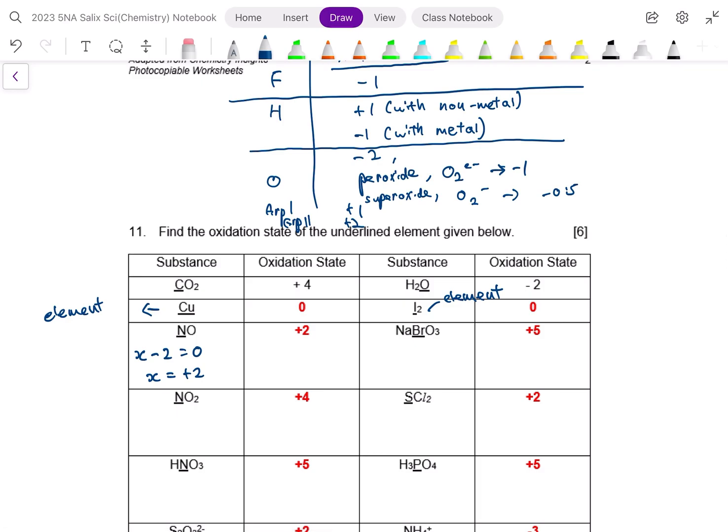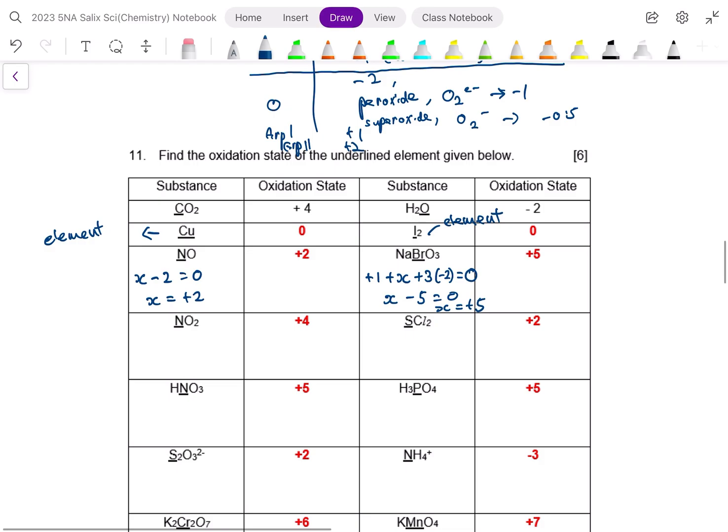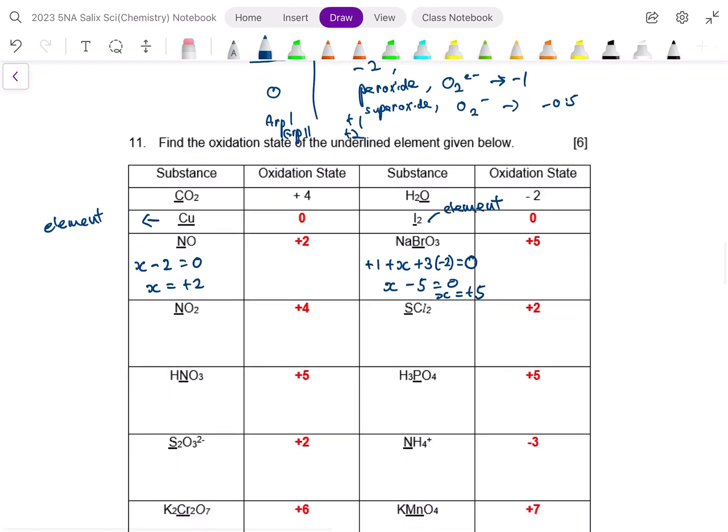Let's look at the next one. Sodium is group 1, so it's +1. Bromine is what I want to find, so it will be +X, and then I have 3 oxygen, each one is -2, and overall equals 0. So X minus 5 equals 0, X equals +5 in this case.